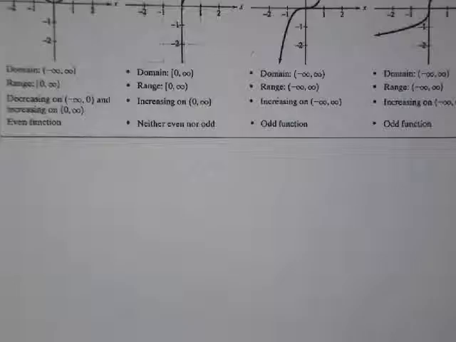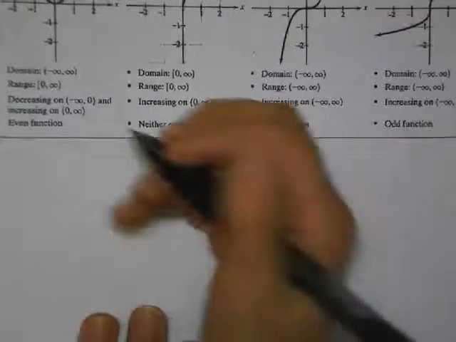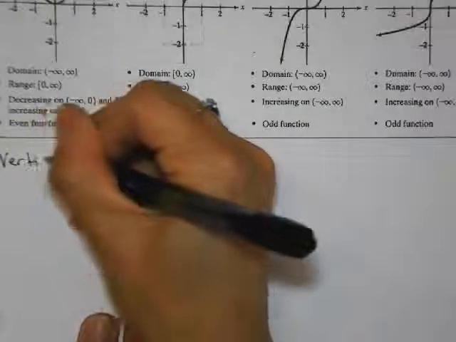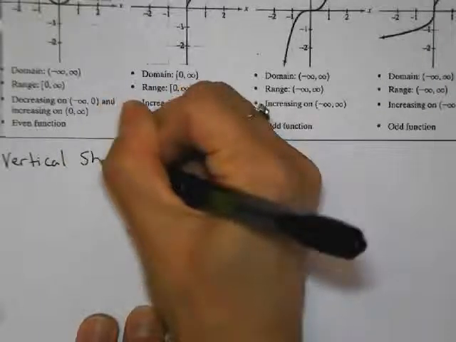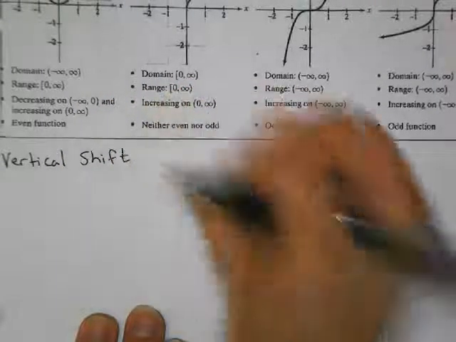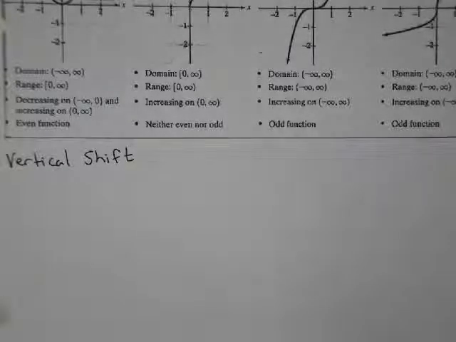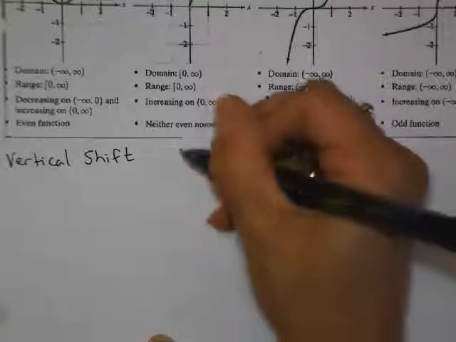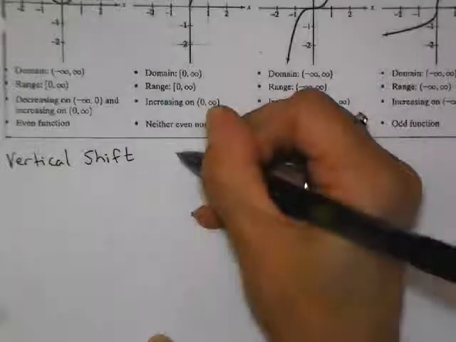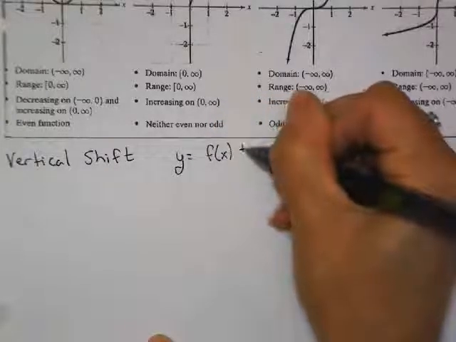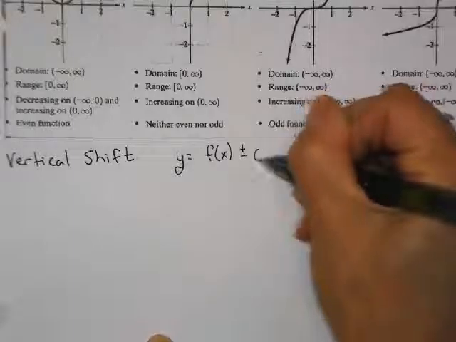We're going to start off with a nice easy shift. The first one I want to talk to you about is a vertical shift. We started playing around with these in that homework, the first thing I gave you, where I said graph them on the same thing and then I asked you how they moved. Okay, a vertical shift is where y is equal to f of x plus or minus c.